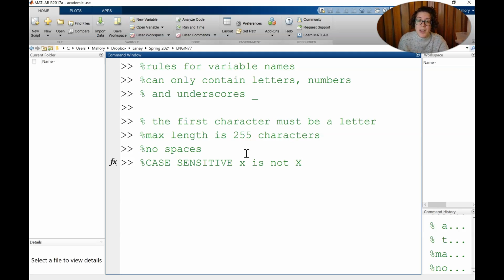This is a very, very common error that I see in people's codes once we start writing our codes. You'll have a lowercase x at one point in your code and a capital X at a different point in your code, and you'll wonder why your code isn't working. And it's typically because your cases are off.